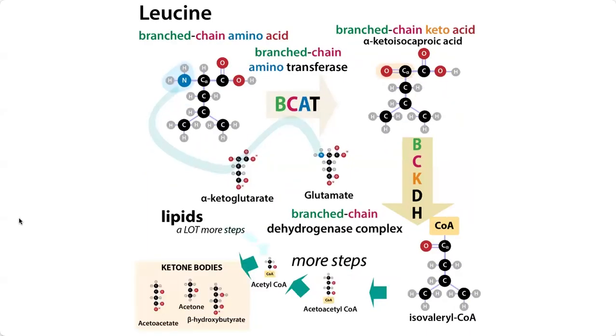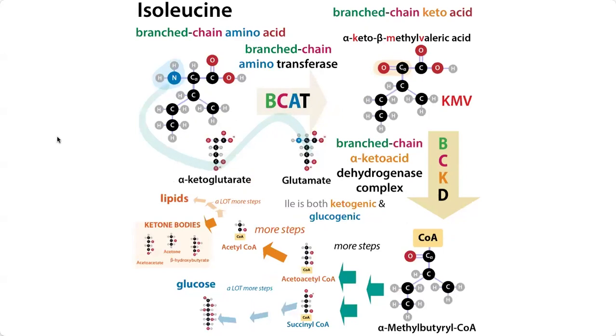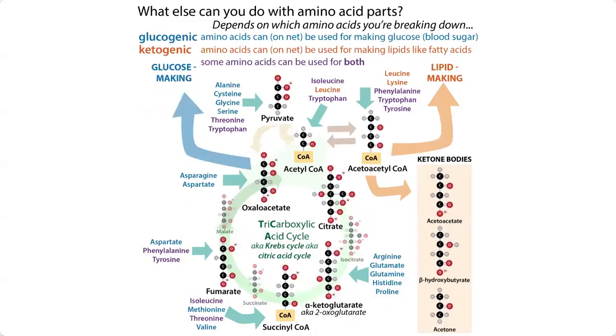If we think about leucine, if we break it down, we get acetyl-CoA and acetyl-CoA, and those are going to be ketogenic. If we think about isoleucine, though, it's going to give us acetyl-CoA and succinyl-CoA, and so it's going to be both ketogenic and glucogenic. Again, we'll talk more about the actual catabolism of the amino acids later, but the bottom line is that when you break them down, you get skeletons that can enter at different points.